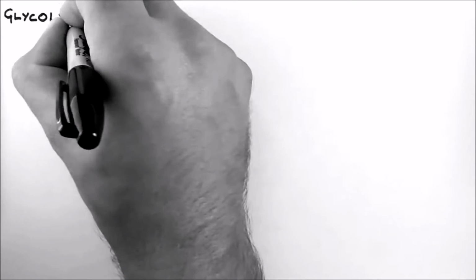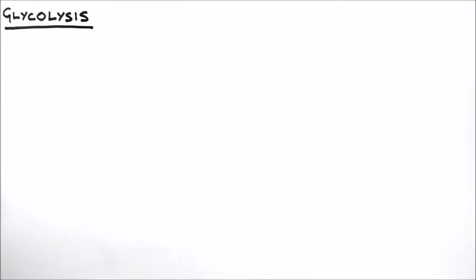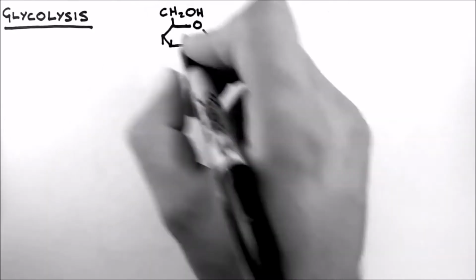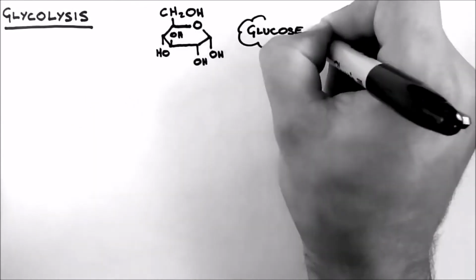In this video, we are going to look at glycolysis. Glycolysis is the process of breaking down a glucose molecule into pyruvate and gaining a couple of ATP and NADH in the process. Glycolysis begins with the molecule glucose.